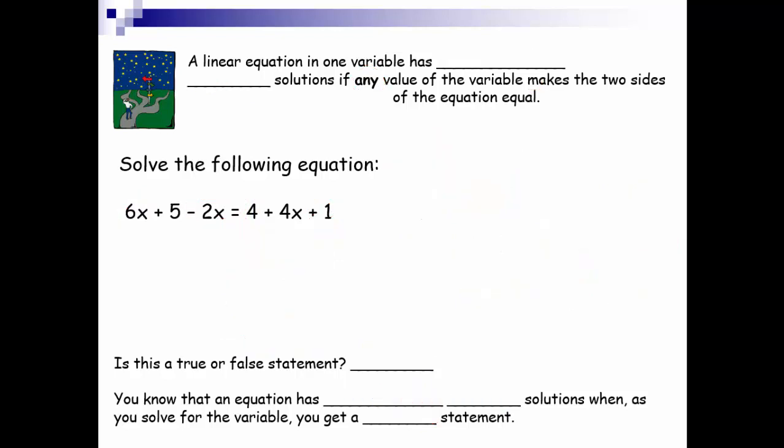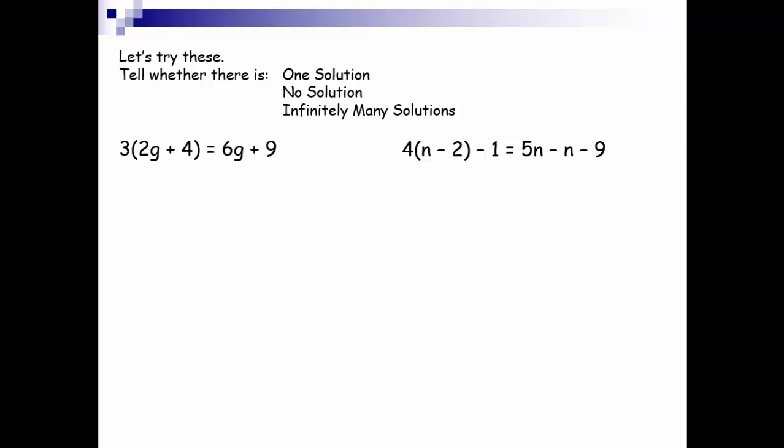Let's try some examples. We're going to try these equations, and we're going to see if they have one solution, no solution, or infinitely many solutions. First thing we do here is we take our number on the outside, and we have to work through the parentheses using the distributive property. So I have a 3 that I'm going to multiply first by the 2g, and then by the positive 4. 3 times 2g is 6g, plus 3 times 4 is 12. On the other side, I'm just going to rewrite the 6g plus 9.